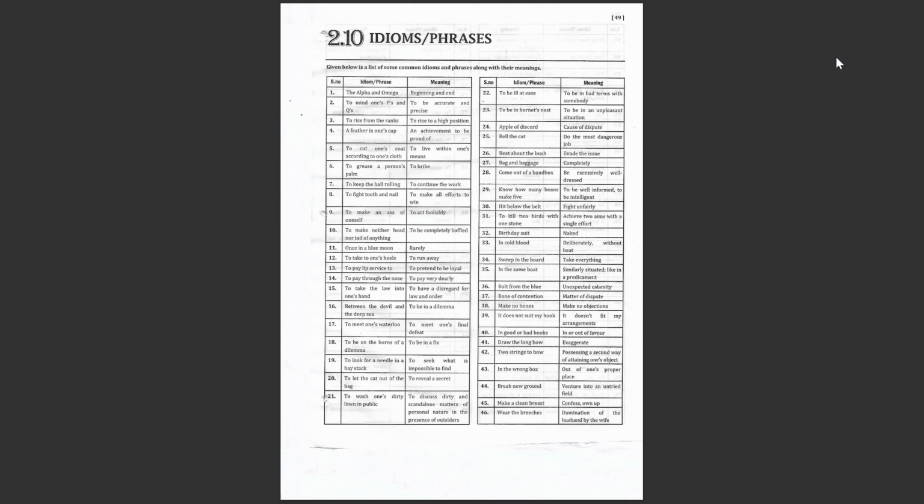So let's just start with the words. So you're seeing there are some idioms and phrases mentioned on the left side, and then on the right side their meanings are mentioned. So we're gonna go word by word and I'll be very slow and I'll be explaining you every single word and what every single idiom and what it means in detail.